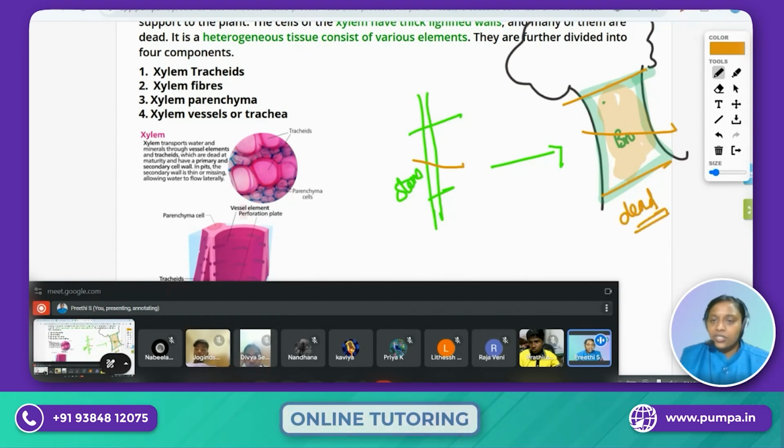Children, we will see what a dead cell is. If there is an abundance of dead cells, they give mechanical support. Because of the mechanical support only, we could not break the stem, the trunk of the tree. But here there are no dead cells; it is made of living cells. What is the difference?